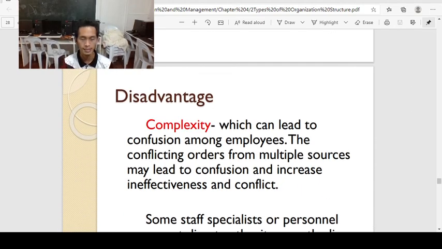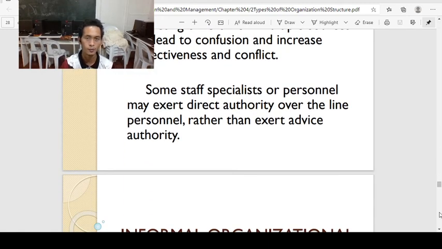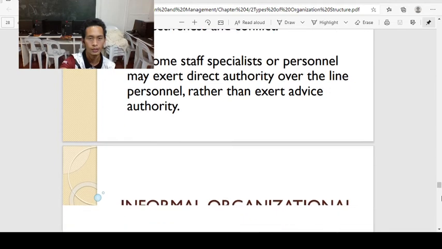Disadvantage is complexity. It can be difficult, which can lead to confusion among employees. You will be confused if you are the employee, who is my boss, right? The conflicting orders from multiple sources may lead to confusion and increase ineffectiveness and conflict. Some staff, specialists, or personnel may exert direct authority over the line personnel rather than advice authority.